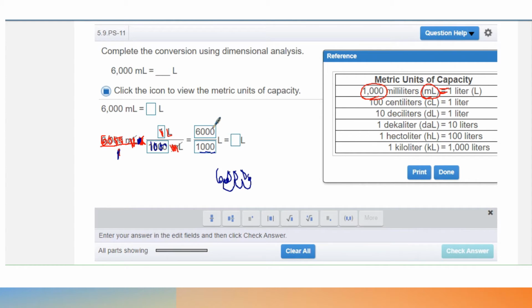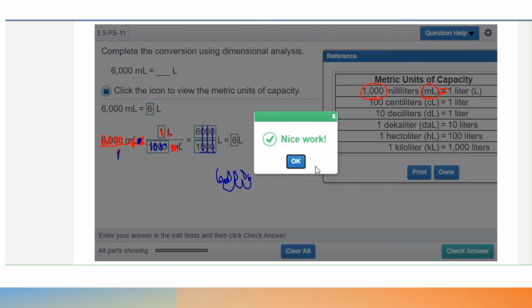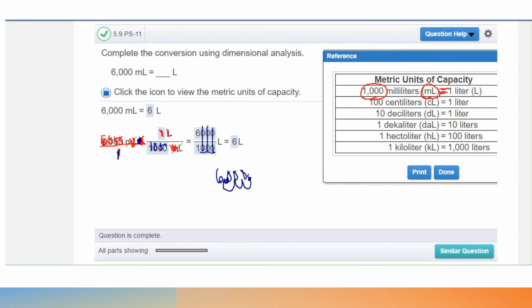Another thing you could do is just cross off your zeros. So if you have zeros in the numerator and denominator, you can cancel them out like this, and then you have 6 divided by 1. And 6 divided by 1 is 6. So we can say 6,000 milliliters is equal to 6 liters. And that's that right there. So that's what you have to do on your test.